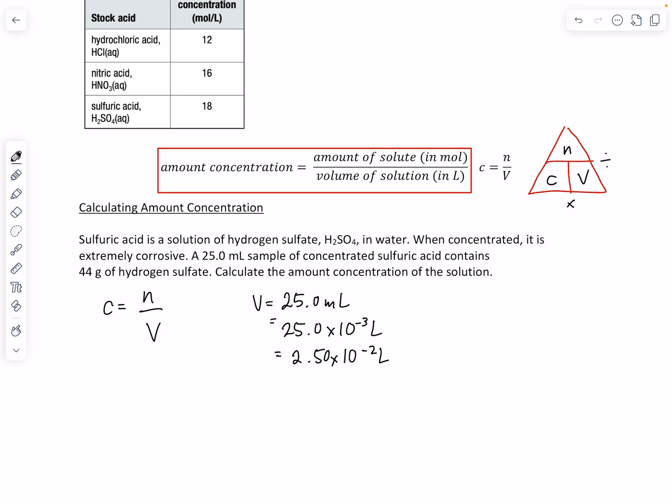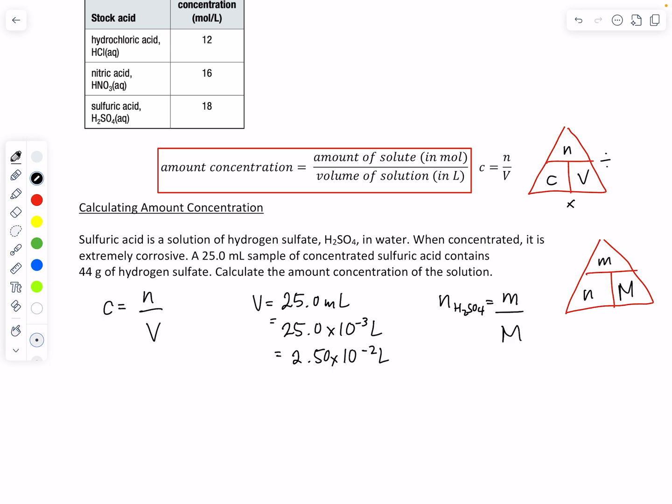Now we need to find the number of moles of H2SO4. We can find that using our equation for amount. The number of moles is equal to mass divided by molar mass. So we need the mass of H2SO4 divided by the molar mass of H2SO4. In the question, they tell us there are 44 grams, and the molar mass of H2SO4, if you use your periodic table to find the molar mass of each of the elements in the chemical formula, we end up with 98.08 grams per mole.